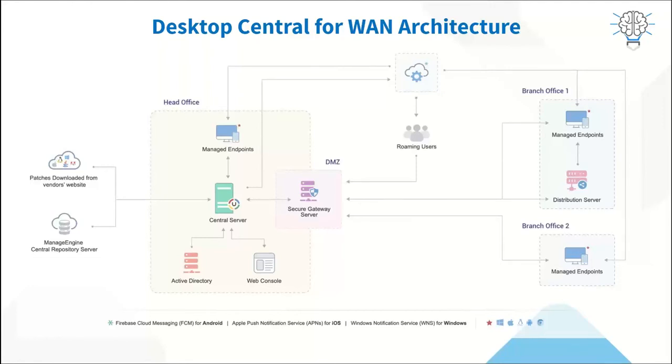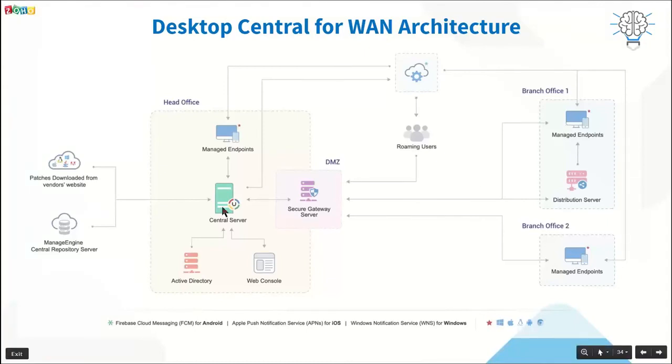These agents can connect from different locations, such as from the internet, from VPN, or MPLS connections. Internet users such as roaming users or mobile devices can connect to the central server securely through the secure gateway server. And for remote locations like branch offices, you can use a distribution server, which is used to throttle the bandwidth for the data traffic between the central server and the remote location. This is optional; you can choose not to have a distribution server based on the number of machines in the remote office location.